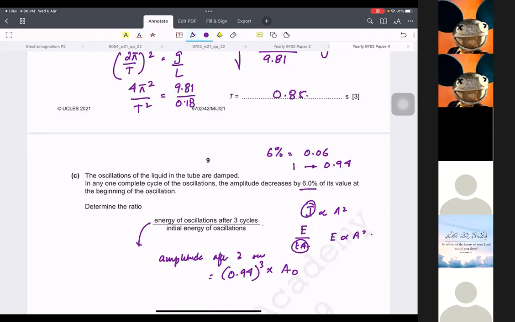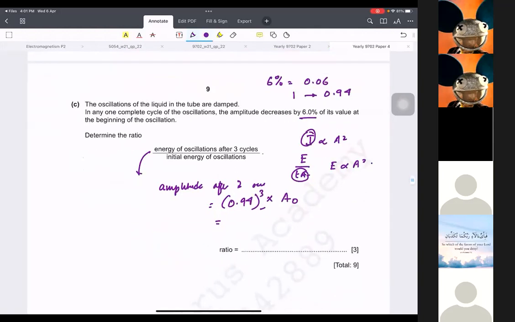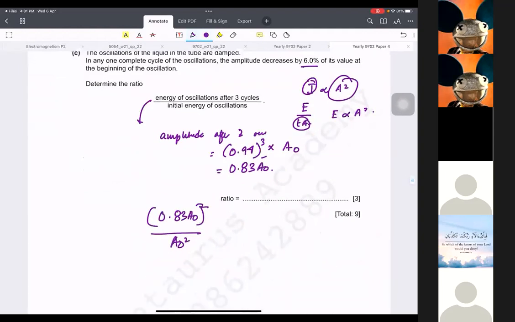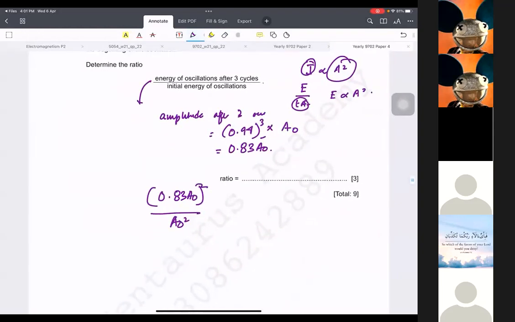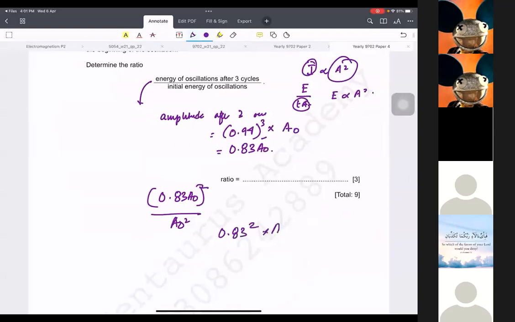Now this whole thing should be squared, right? So can you find this? What is this first? 0.83 A naught would be like this, right? So after three oscillations, energy is proportional to A square. So we're going to do this: A square divided by A naught square. When you square this, 0.83 square times A naught square over A naught square, so this and this will cancel out. What is this? 0.69 should be the answer.